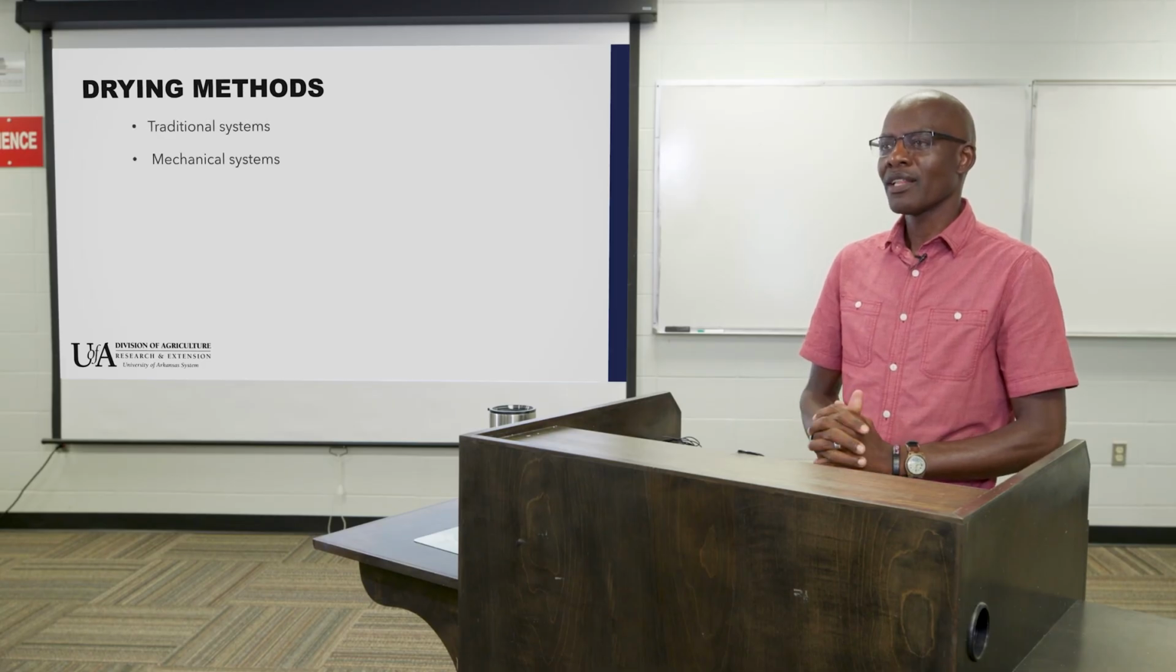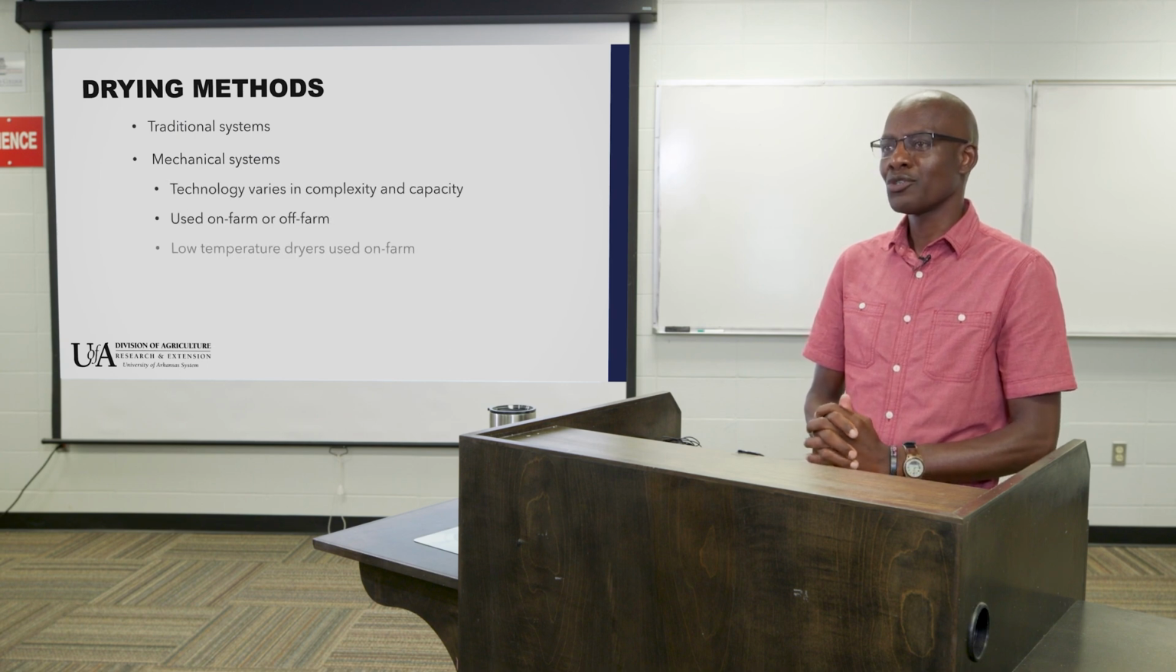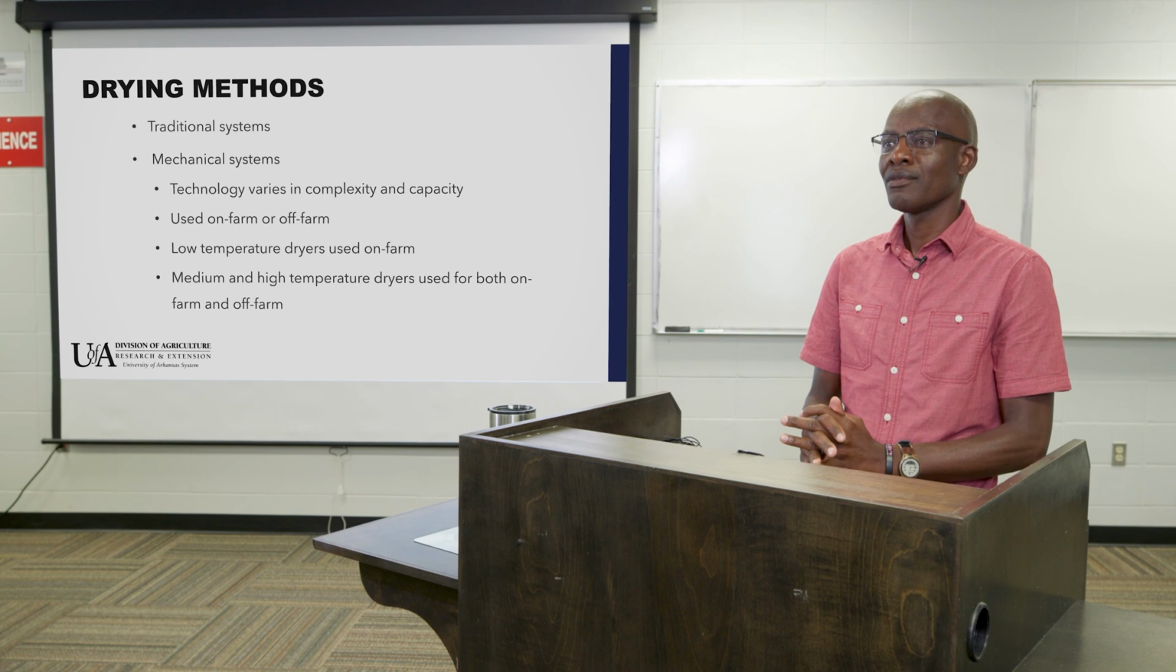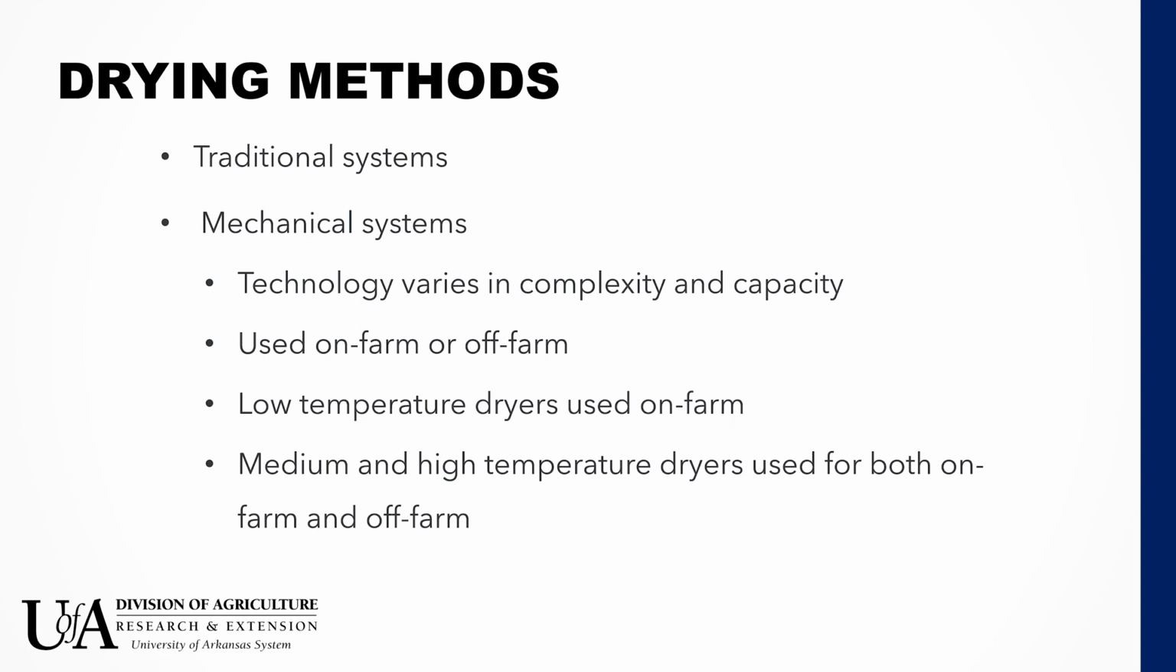Now, to begin with, rice drying methods can be classified into two broad categories. We have the traditional systems, and we also have the mechanical systems. I'm not going to spend a lot of time to discuss the traditional systems. Most of these are systems that do not involve any mechanization or any manipulation of the air conditions. A majority of these include things like sun drying. They are primarily utilized in some of the developing countries. In the United States and many other developed countries, they utilize mechanical systems for drying rice.